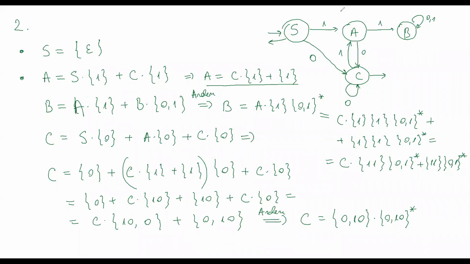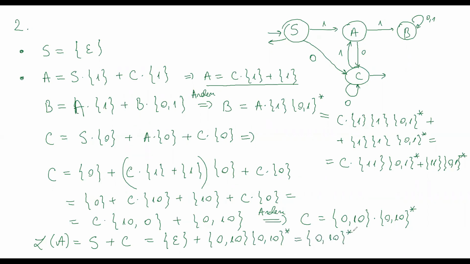So now that I have C, I can go back and think about the language of this automaton. The final states were S and C. So this is really made of S and C, which is the empty word plus this set. And obviously, this is exactly (0,1,0) star.